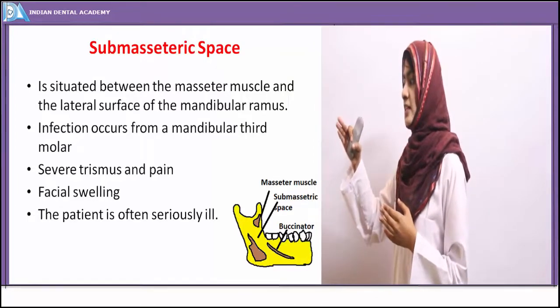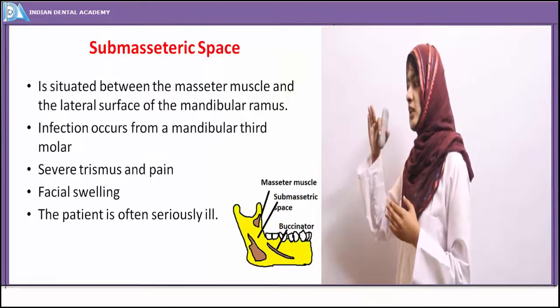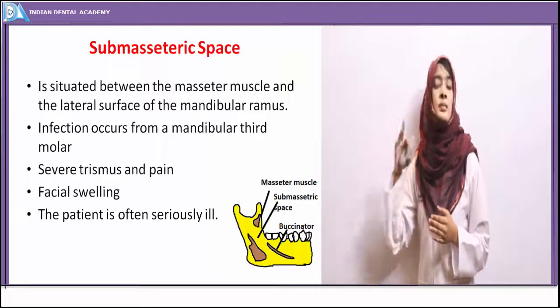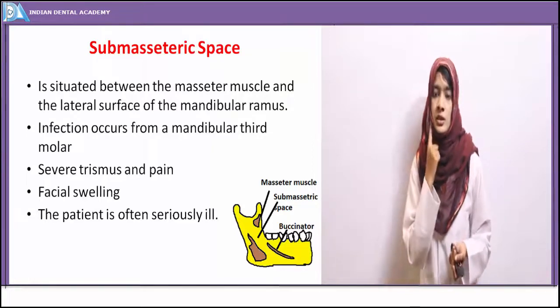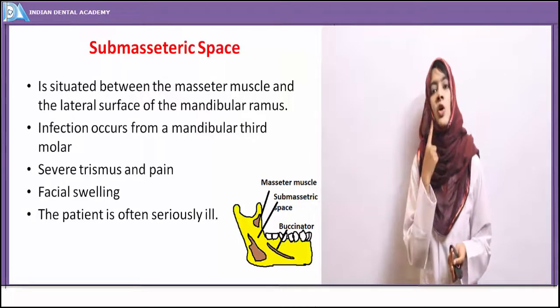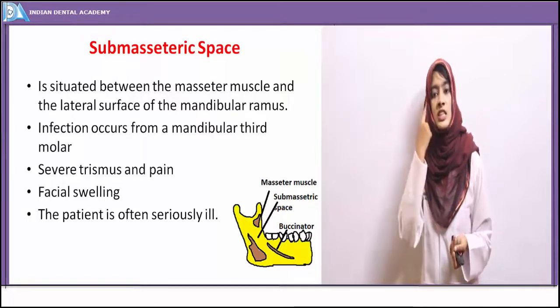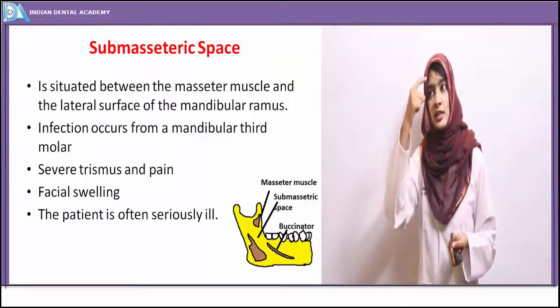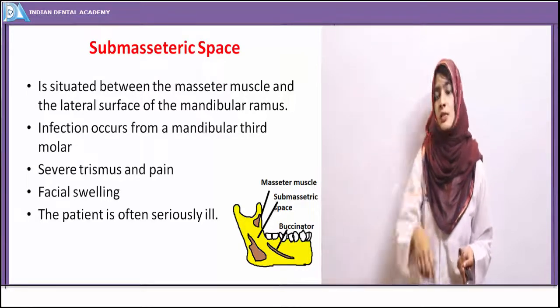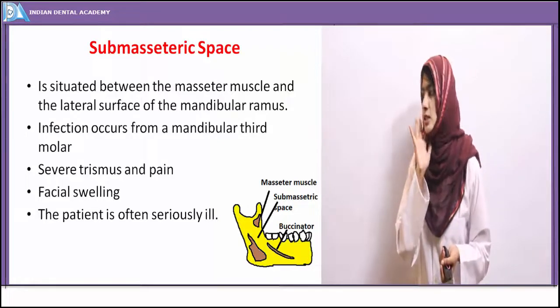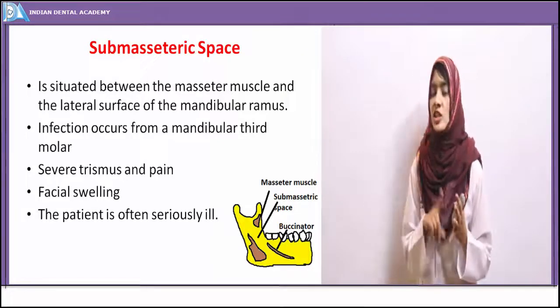So the submasseteric space occurs between the masseter muscle and the lateral surface of the ramus. Infections from a third molar, either a periapical infection or a pericoronitis, tend to spread and involve the space situated between the masseter muscle and the ramus. A characteristic facial swelling is present.